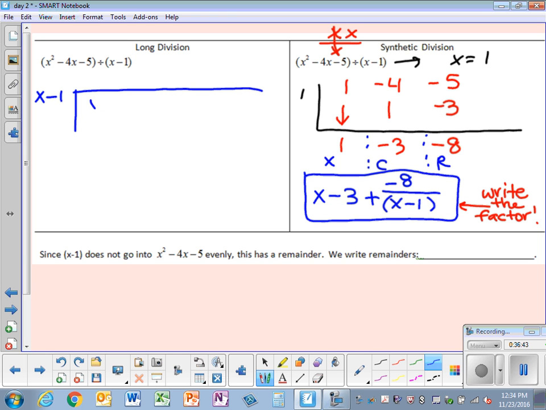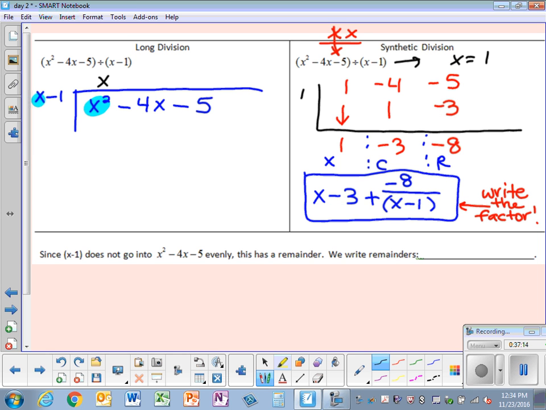And inside I have x squared minus 4x minus 5. Give yourself a lot of room if you need to with these at first, okay? All right, so again, we're looking at just the first terms. X times what gives you x squared? X. Okay. So now we distribute to everything on the outside, right?